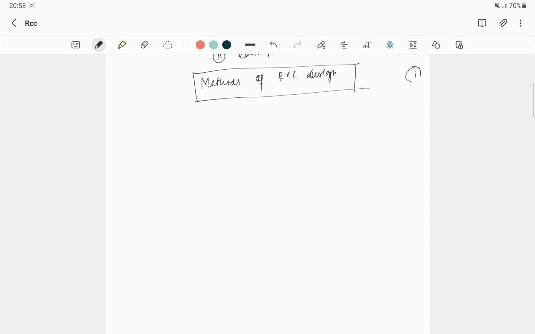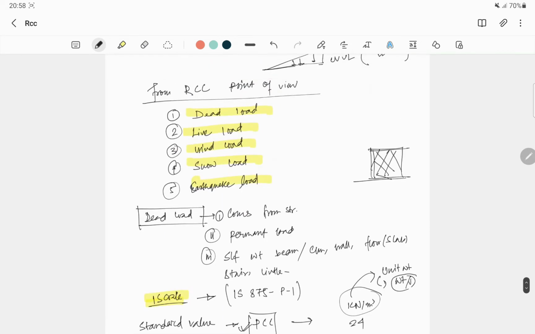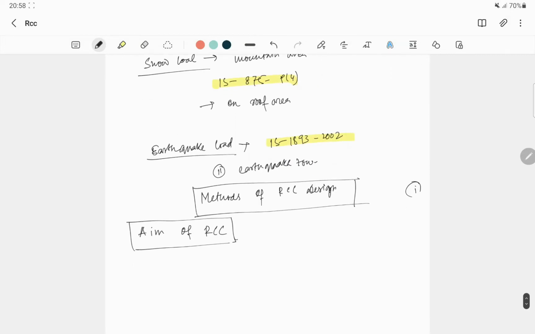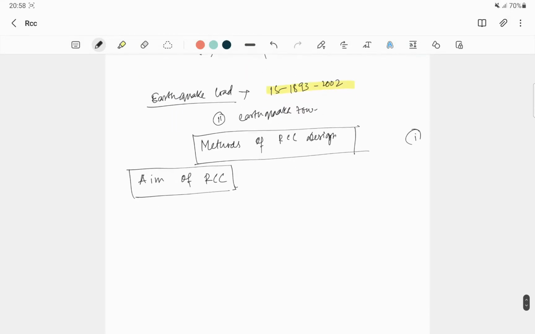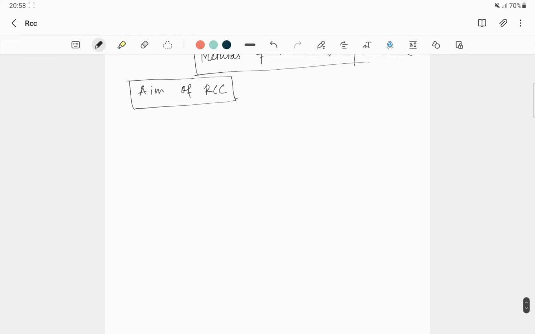Okay, so before starting the method of RCC design, we talk about some basic things. Today we talk about what our aim of RCC is, because in every lecture of mine there was some link. So after teaching you the load, if you start the method of RCC design, there may be a chance of breakage, discontinuation of this link. So first I talk about what our aim is in any kind of RCC design.